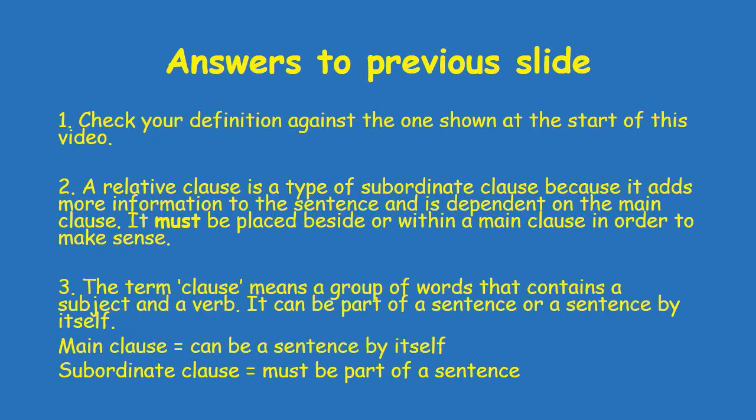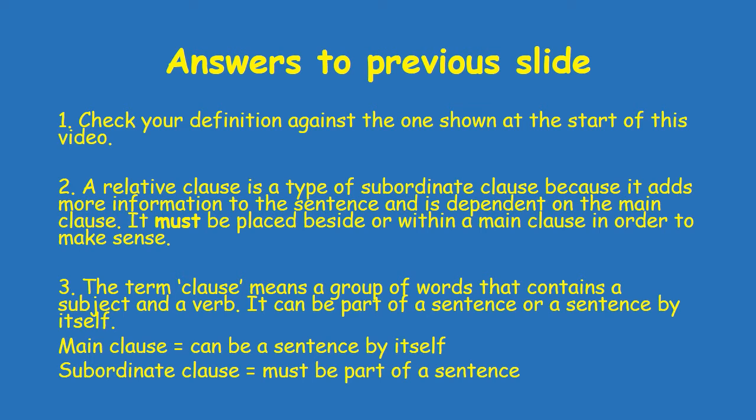So answers to the previous slide, I'd like you to go back to the beginning of the video to check your definition. Number 2, a relative clause is a type of subordinate clause because it adds more information to the sentence and is dependent on the main clause. It must be placed beside or within a main clause in order to make sense.